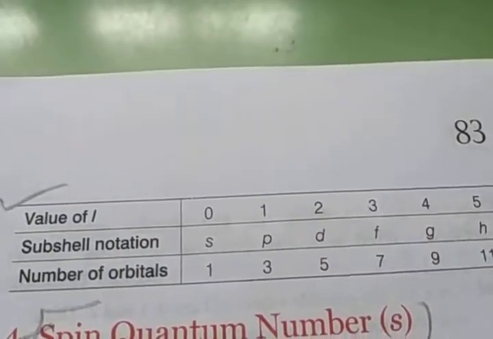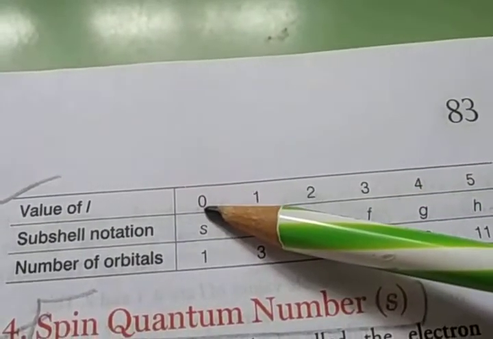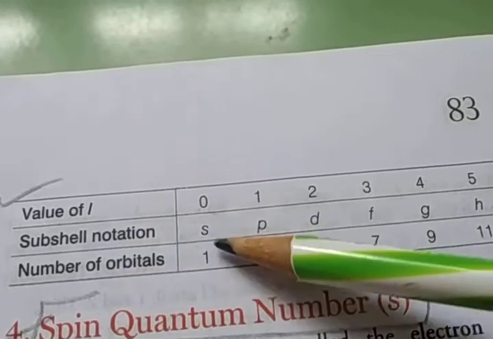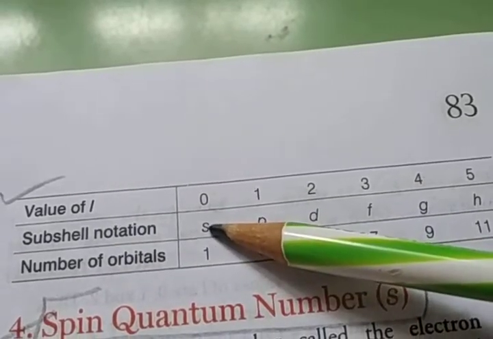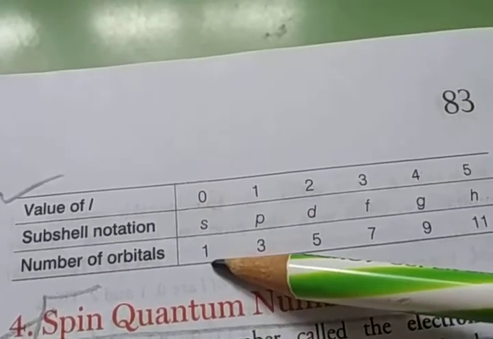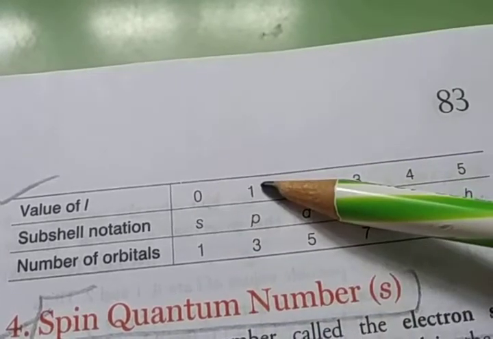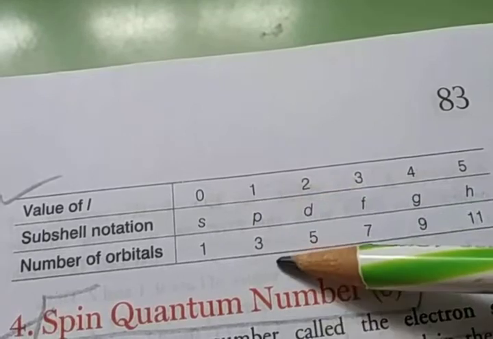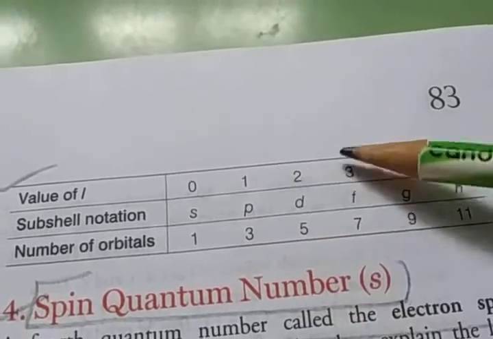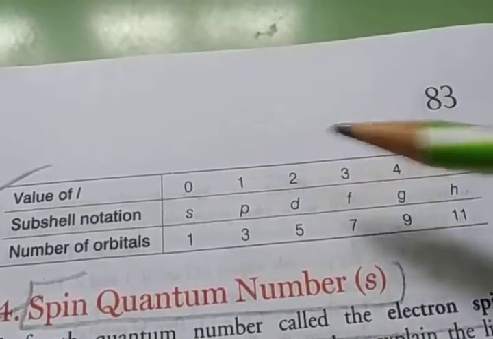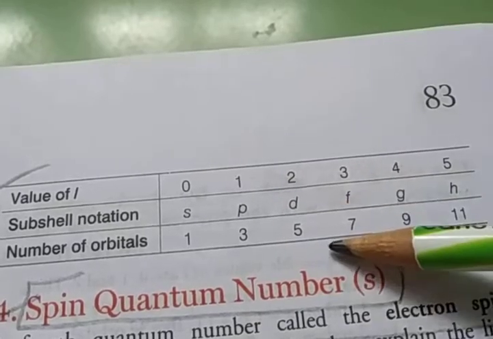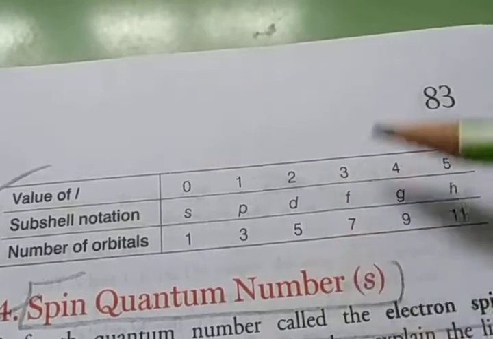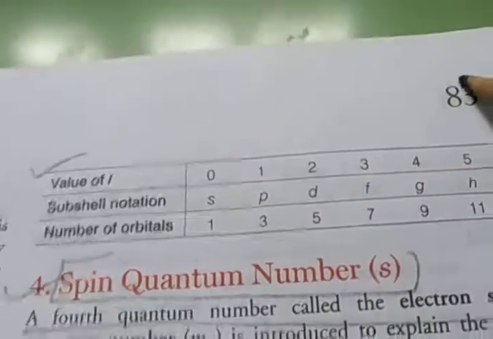See this table. The value of l, the azimuthal quantum number, 0 indicates subshell s, and the number of orbitals is 1. Then l equal to 1 is subshell p and the number of orbitals is 3. The value of l 2 is subshell d and the number of orbitals is 5. So the number of orbitals is indicated by the magnetic quantum number.